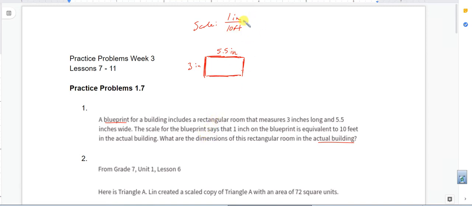The drawing being the top part of the ratio, what the length is on the drawing compared to what it is in real life. So we know that every 1 inch in the drawing is equivalent to 10 foot in real life. It's asking us about the dimensions of the rectangle. Well, that would be the length and width of the actual rectangular room in real life. So not inches on paper, but feet in the actual building that you're going to step into. So let's set this up as 1 inch is to 10 foot. That's our ratio.